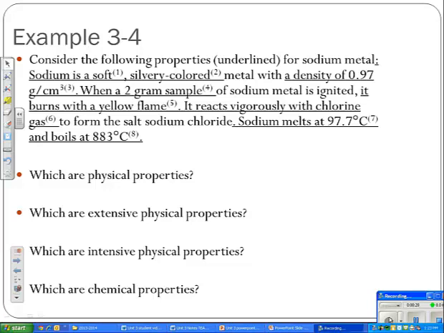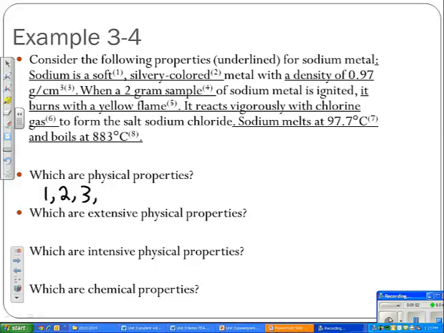All of the properties are numbered in the question, and we're going to separate them into physical, chemical, extensive, and intensive. So just go through them one by one. Sodium is soft. Okay? That is a physical property, so we'll mark that one right there. Okay, it's silvery colored. Great, it just describes it. It's an observation. Okay, so 2 is also a physical property. It has a density of 0.97. So far, they're all physical properties. That density is just an observation.